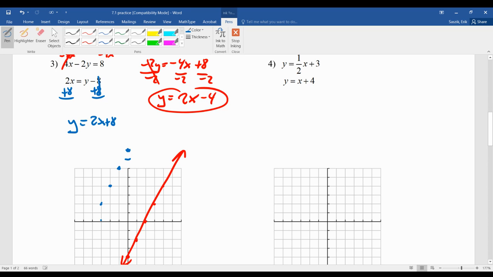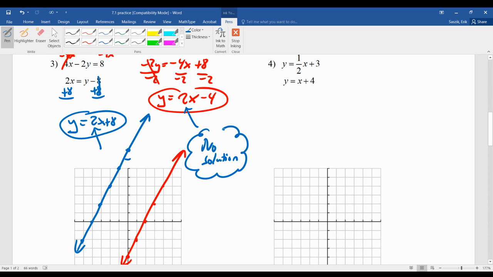And I hope you're noticing something here. Are these lines going to intersect? And you're going to say, no, Mr. Sazik, they're not. And of course, why are they not? Well, look at the slopes. The slopes are both 2. These lines are parallel. They are never going to intersect, and therefore they will have no solution. So if you have parallel lines, two different lines that are parallel, they will have no solution.